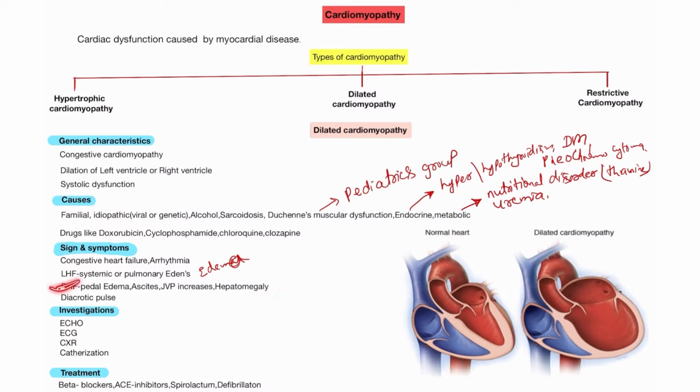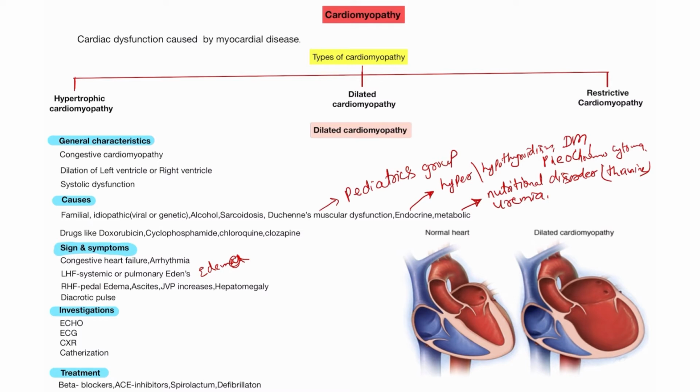From these symptoms you will determine which heart failure occurs, meaning in which side heart dilation occurs, left or right. If left ventricle dilation occurs, then it is systemic or pulmonary edema. If right heart failure occurs, then it is pedal edema, and also hepatomegaly and ascites occur, and you will see an increase in the JVP.